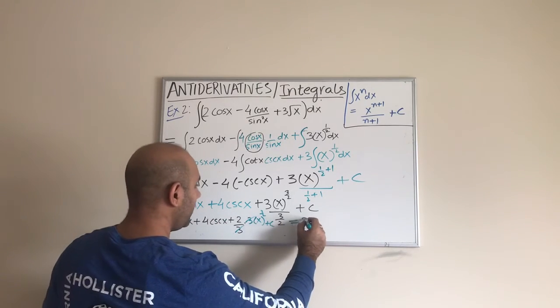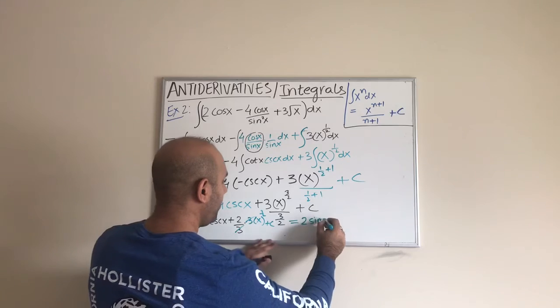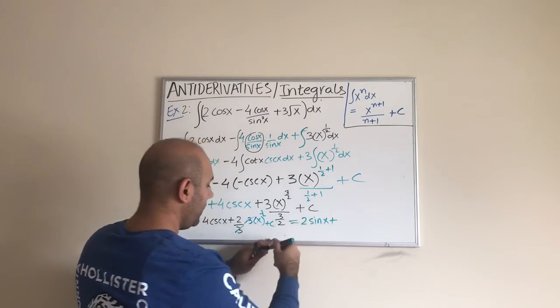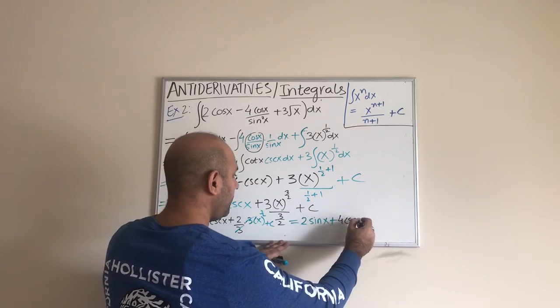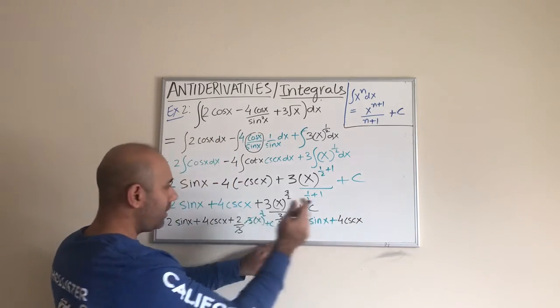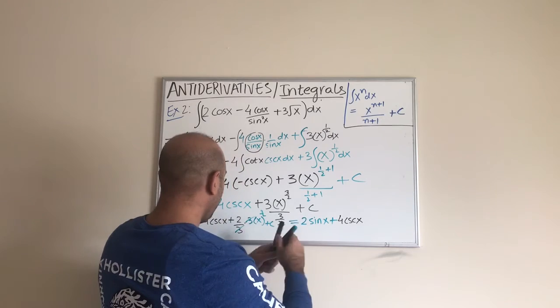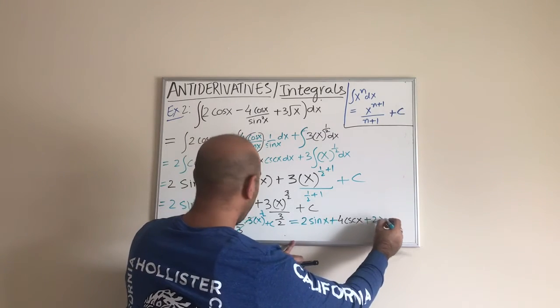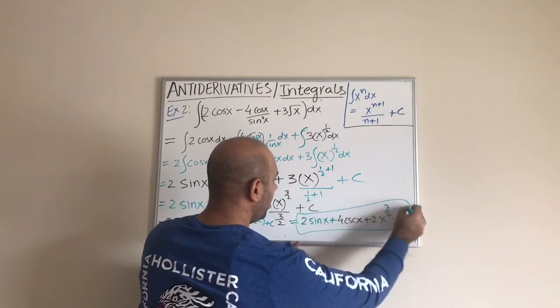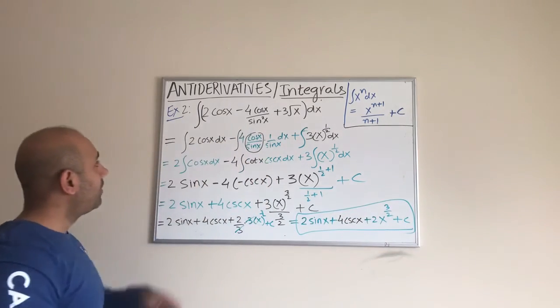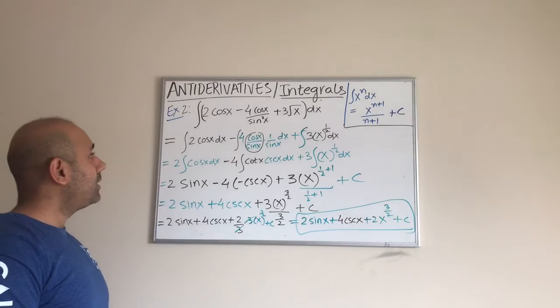So the final answer is 2 sine x plus 4 cosecant x, then the 3's cross out, it's just plus 2 x to the power 3/2, and then plus a constant of integration. Guys, this is the integral of these three functions.